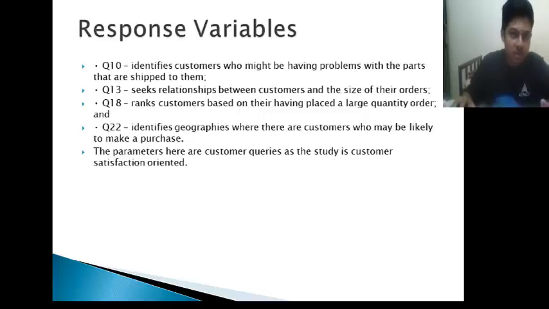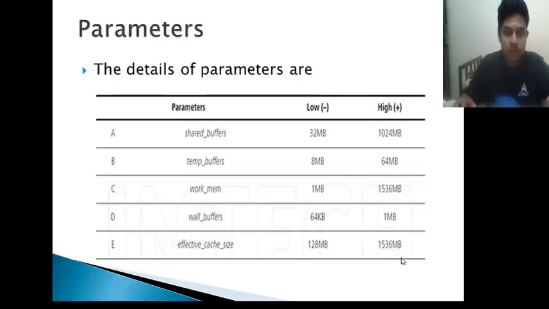Now these response variables are important in the case of the electronics industry, and these are only 4 response variables. Actually, the available response variables were 22. Now the parameters here are given as A, B, C, D, E, where the names are: A is shared buffers, B is temperature buffers, C is work mem, D is wall buffers, and so on. And the low and high values are in the form of memory units, and they are given as shown in this slide.